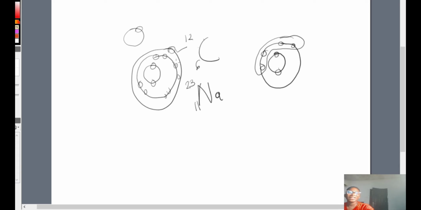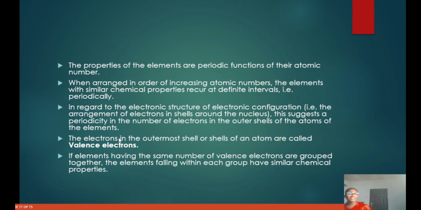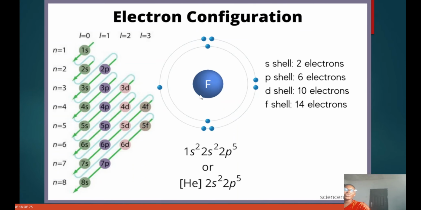So that is what it's just trying to say, that the last shell is always going to be the same. They will have the same valence electrons in their last shell, and that is what we were trying to explain. The electrons in the outermost shell or shells of an atom are called their valence electrons. If the elements have the same number of valence electrons, they are grouped together. The elements falling within each group have similar chemical properties. So this is electronic configuration. The first energy state, which is the first one, has only 1s, and the second one has 2s and 2p.